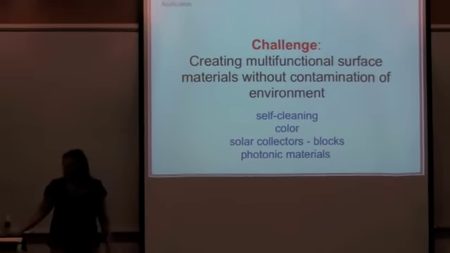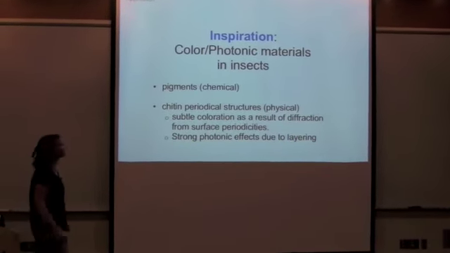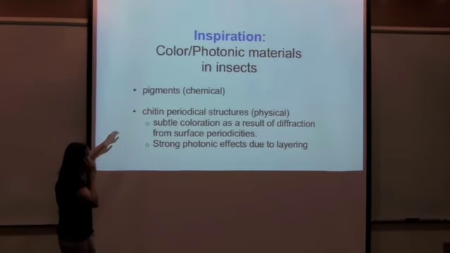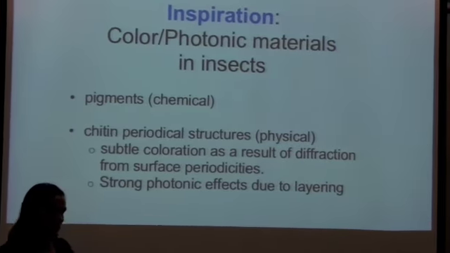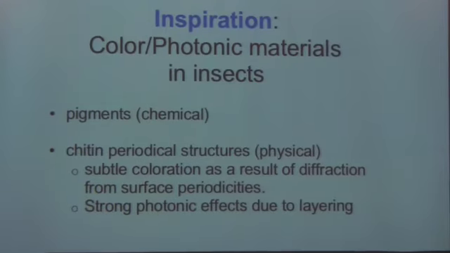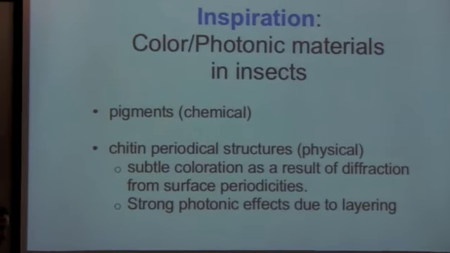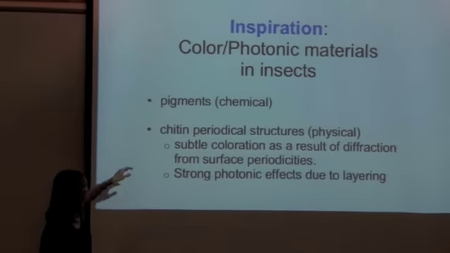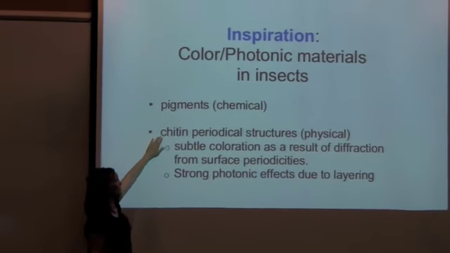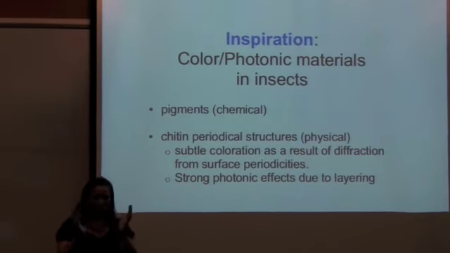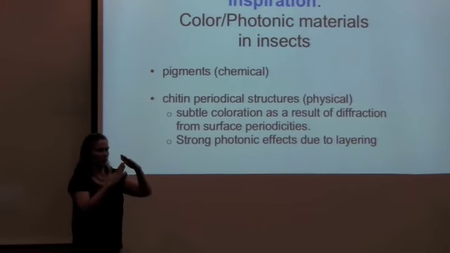So, for instance, the inspiration is in insects. Oftentimes, insects create color with pigments, but already there, when we're talking about pigments, we're oftentimes talking about contamination. When we put pigments in things, in food, for instance, probably not the best thing. So it turns out that oftentimes insects also make colors by using chitin, which is the material that they use for their exoskeleton, by changing the way it is positioned.